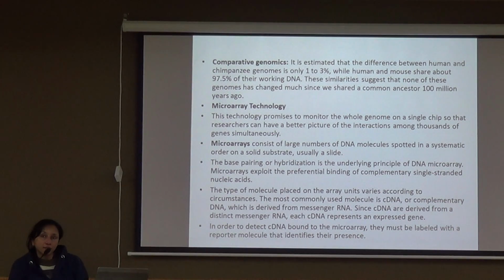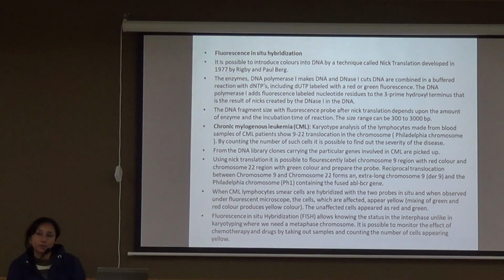As we just discussed, complementary DNA is a DNA which is formed by reverse transcription of RNA, derived from messenger RNA. Since cDNA are derived from messenger RNA, each cDNA represents an expressed gene. In order to detect cDNA bound to the microarray, they must be labeled with a reporter molecule that identifies their presence. What are the reporter molecules that we can use?